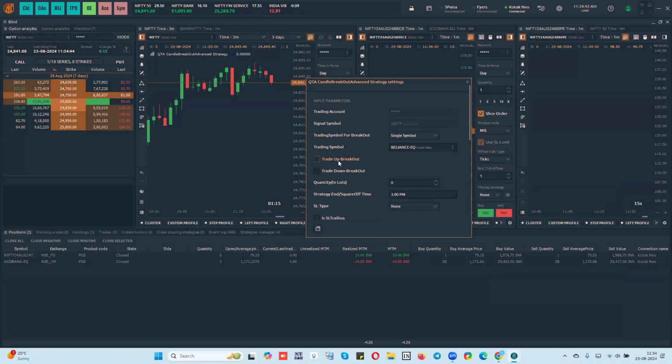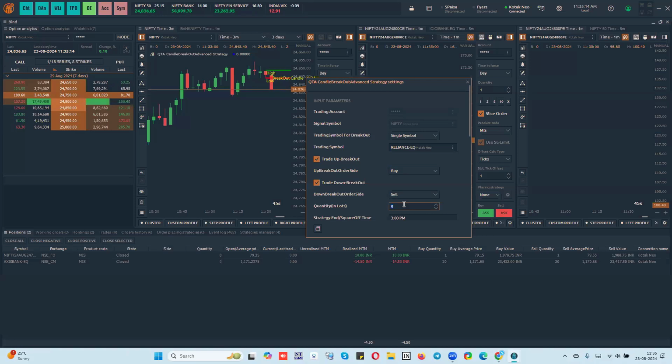So I will use both the options, up breakout and down breakout. If the market breaks upside, what do I want to do? If the market breaks downside, again, whether I want to buy or sell. So I have the option of doing whatever I want. I can do both side buying or both side selling, or based on this candle breakout, I can do either side of the trade. So let's say for this particular example, I'm taking up breakout as buy and down breakout as sell.